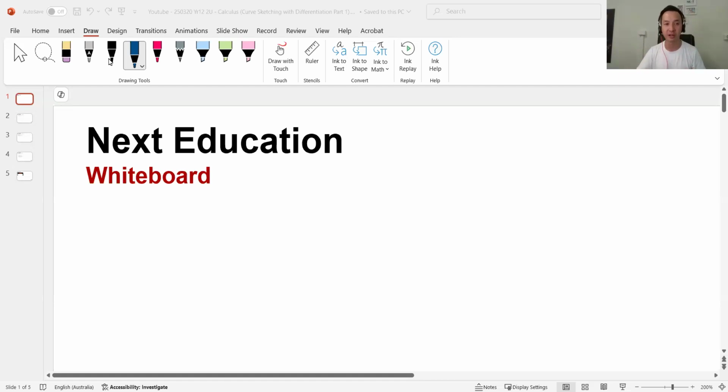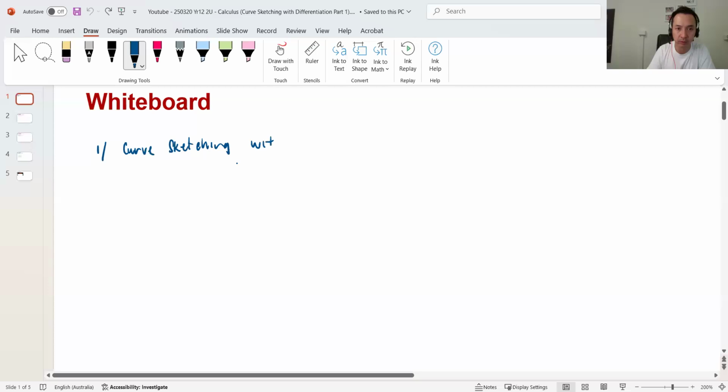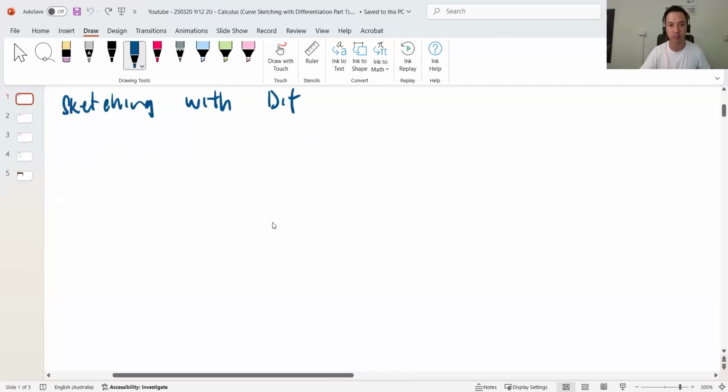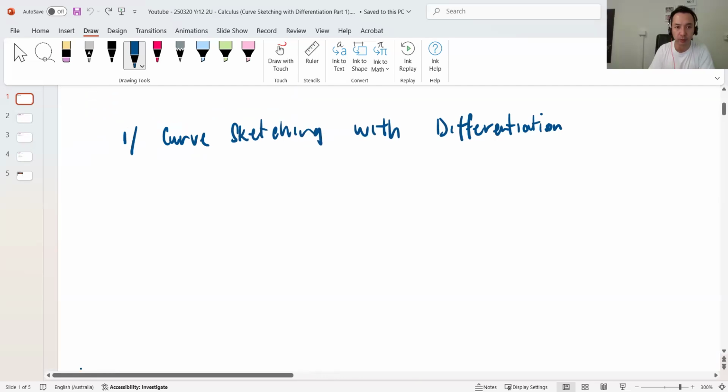Now, before I dive in, I want to do a little bit of theory just to get us started, right? So curve sketching with differentiation. Let me just zoom in.